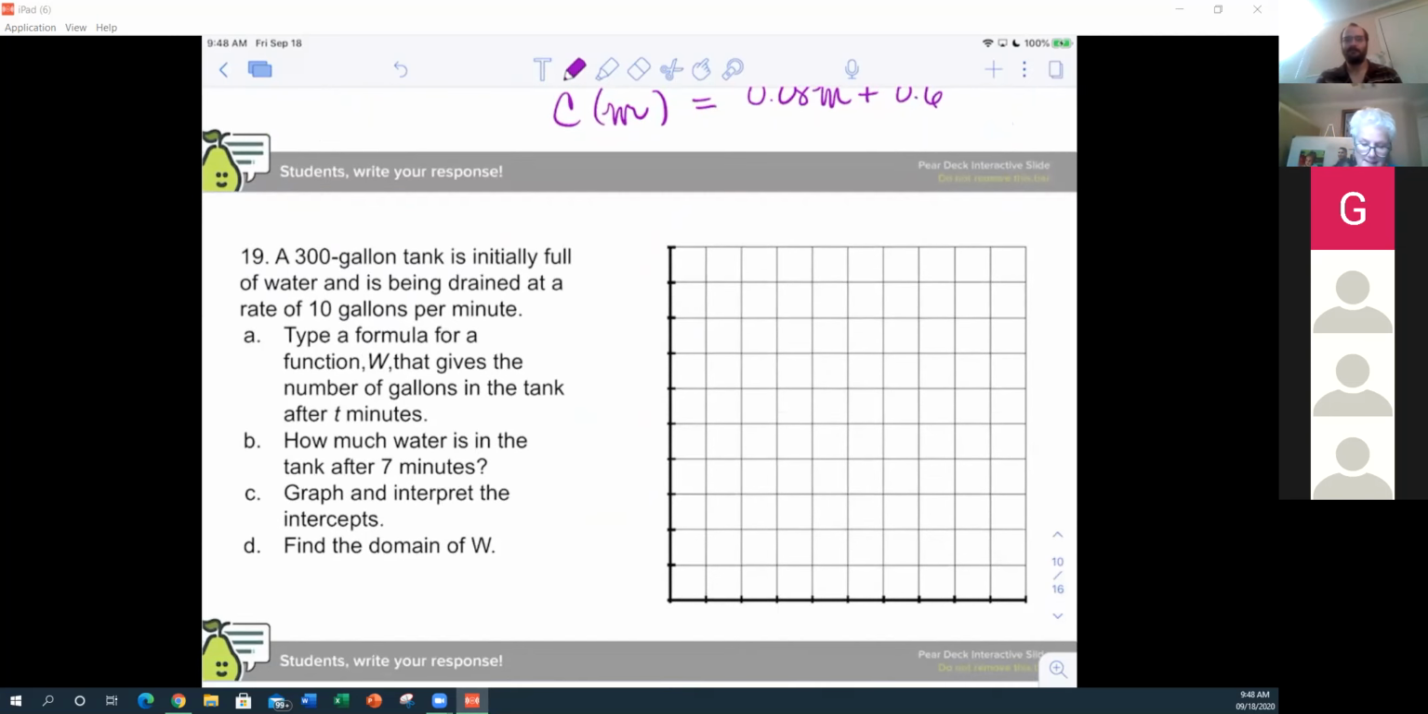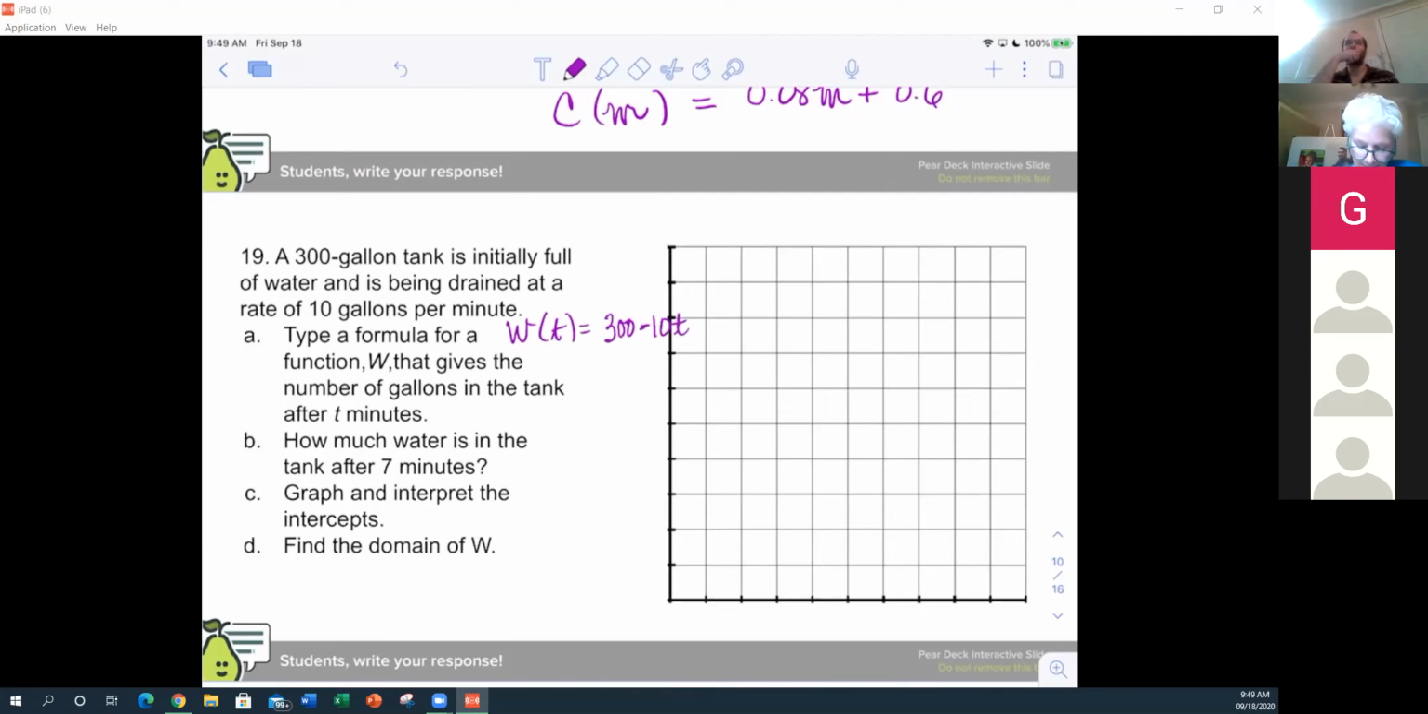Okay, so here we go again. A 300-gallon tank is initially full of water and is being drained at a rate of 10 gallons per minute. I did try to work this one out, so I guess I volunteered for this problem. For A, I put W of T equals 300 minus 10T. Great. All right.